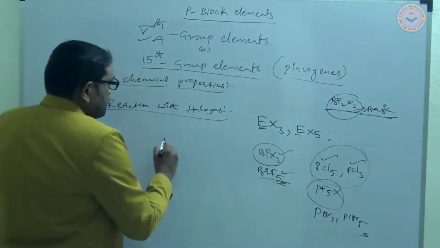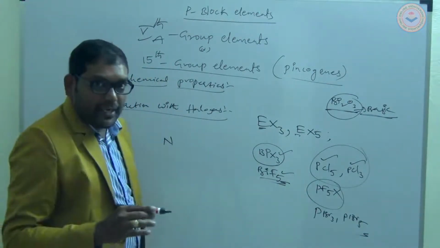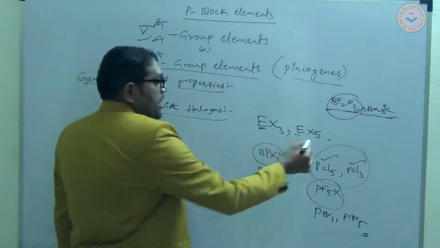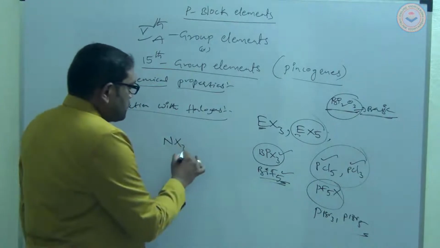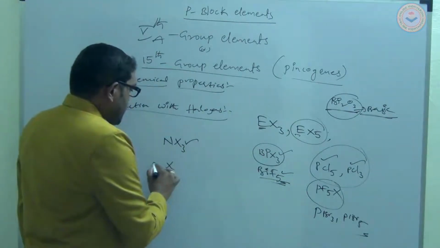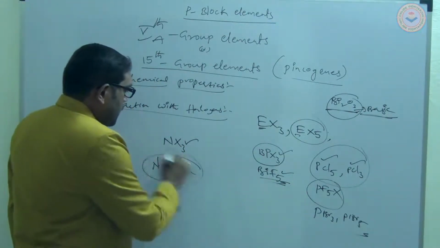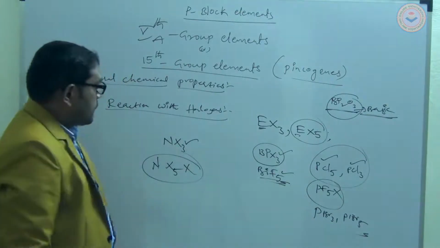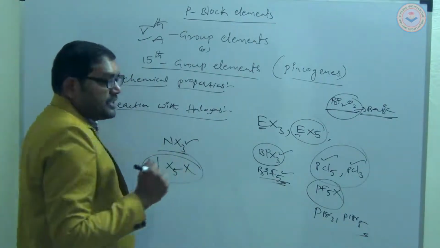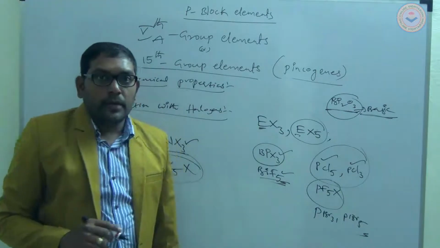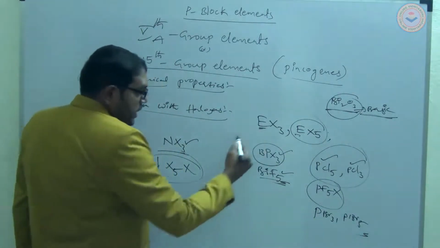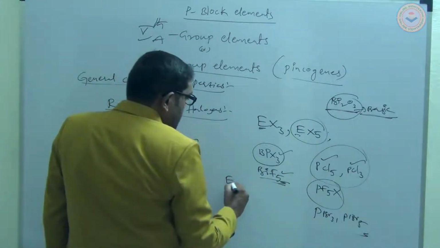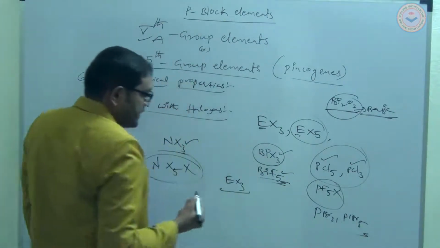Next, nitrogen. Nitrogen forms only trihalides. Nitrogen never forms pentahalides. Nitrogen halides are also the least stable; they easily decompose. Among these halides, the trihalides are EX3 type of halides.